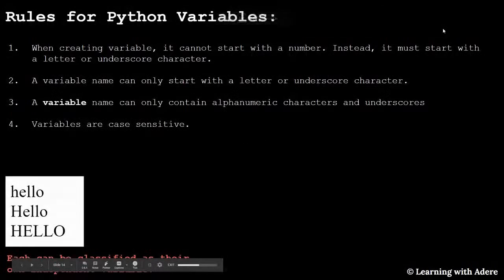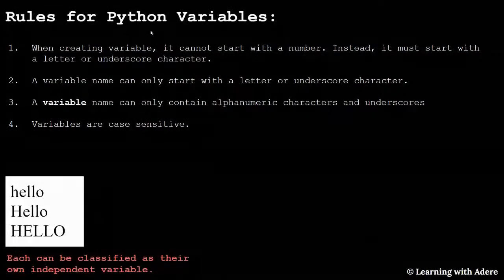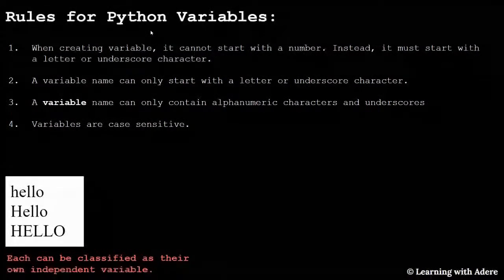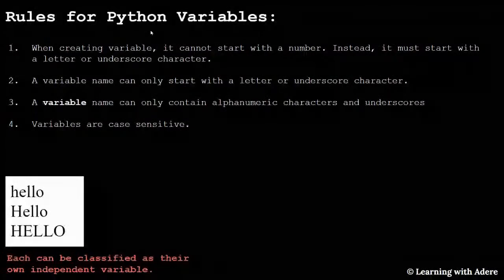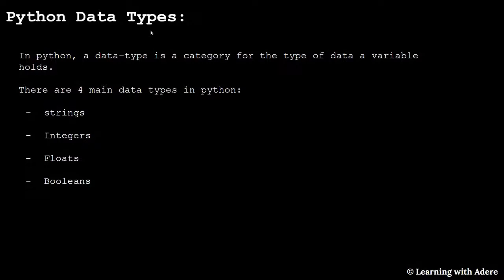Okay, so we're going to move on to our next topic now. Hopefully right now we've covered functions and variables, but now we're going to talk about something that actually has to do with both, which is data types. In Python, a data type is a category for the type of data a variable holds. There are four main data types in Python, and you'll most likely be using them a lot more than the remaining data types. So there are strings, integers, floats, and booleans.